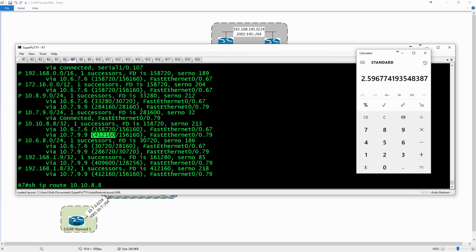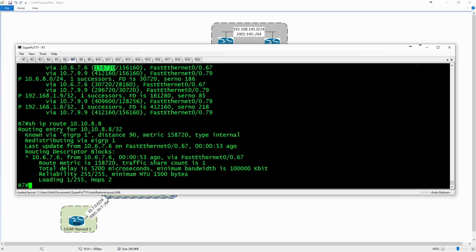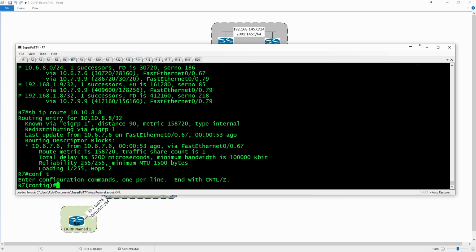So what I need to do now is make EIGRP on router 7 look at this route and say, I will accept any routes when you take this as the base computation. So this is the value you use to multiply against. If you don't know what I'm talking about, let me jump into global config.